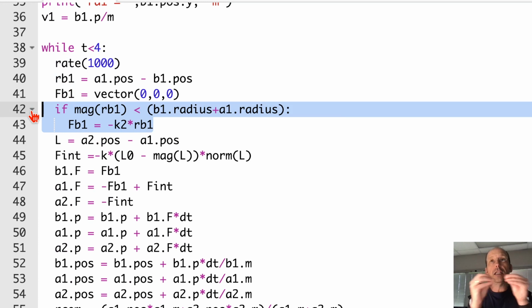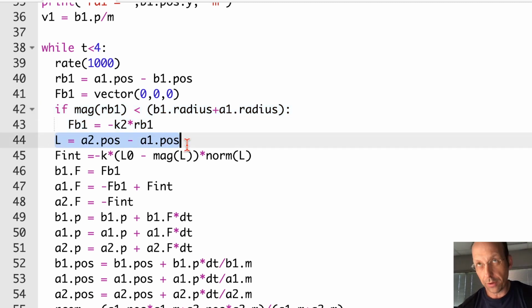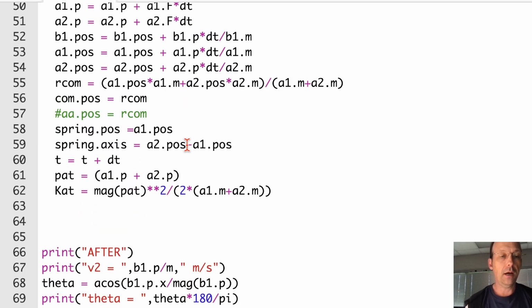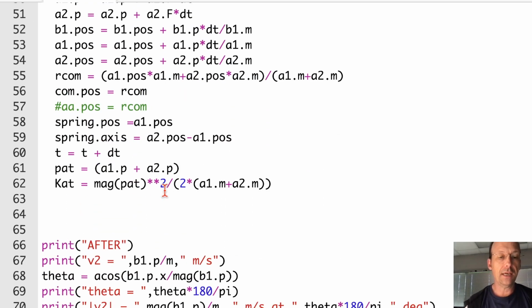If there is a collision between the two objects, if they're overlapping, then there is a force pushing them apart. This L is a poor choice and not a future-looking choice. That's the actual vector from one mass to the other. I use that to calculate the force. It's not the angular momentum. And then I calculate the kinetic energy, stuff like that.